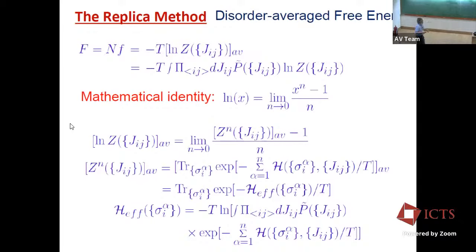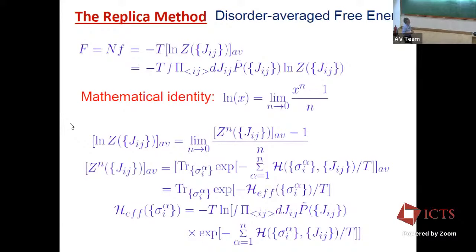So time is more or less up. I'm just going to explain this a little bit and then we'll start from here, the actual calculation. This is the average that one is supposed to look at. But the question is, how are you going to calculate this average? Because the partition function for a given set of JIJs is impossible to calculate. So basically, one would like to somehow average over these JIJs.